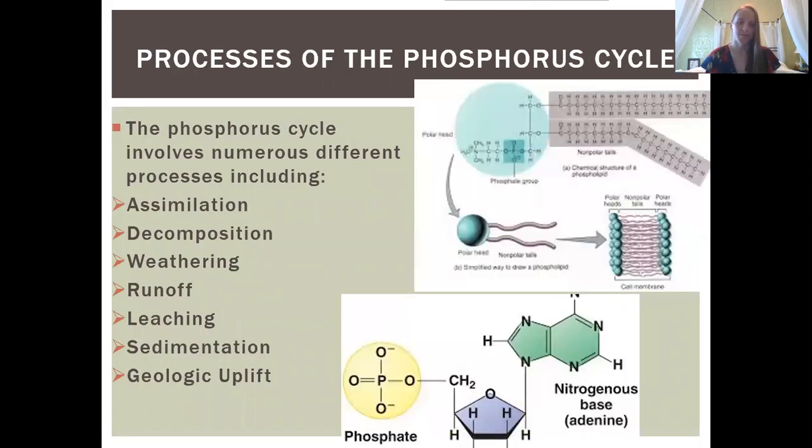So these are the different processes that you're going to have to be able to describe: assimilation, decomposition, weathering, runoff, leaching, sedimentation, and geological uplift.